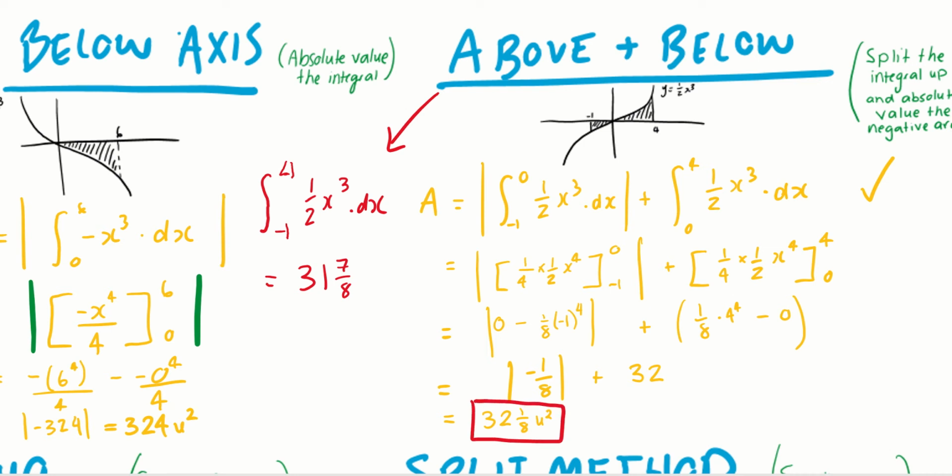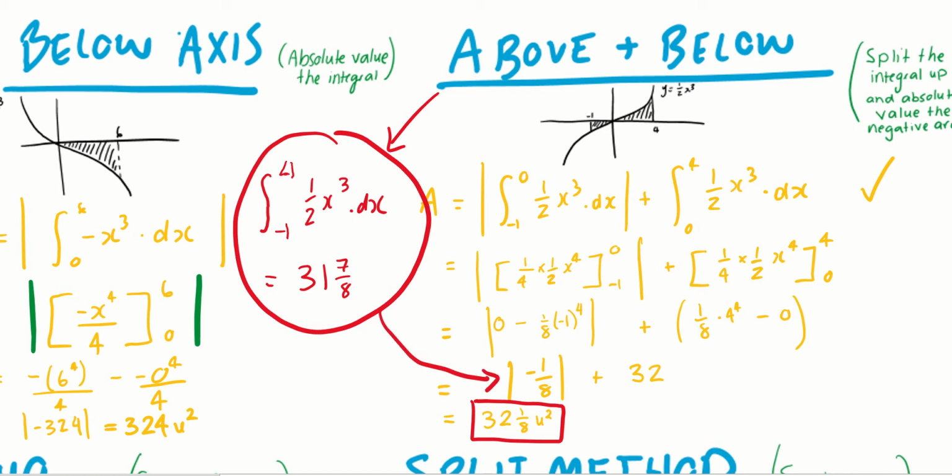Think about that for a second. Think about why that would be. What's happened there? Why did I get, or how did I know it was 31 7/8? Hopefully you've realized that the integral didn't take into consideration that negative area. So it didn't take the absolute value of the -1/8. When you take just the integral, it subtracts off that negative area from your answer. It doesn't take the absolute value of it.